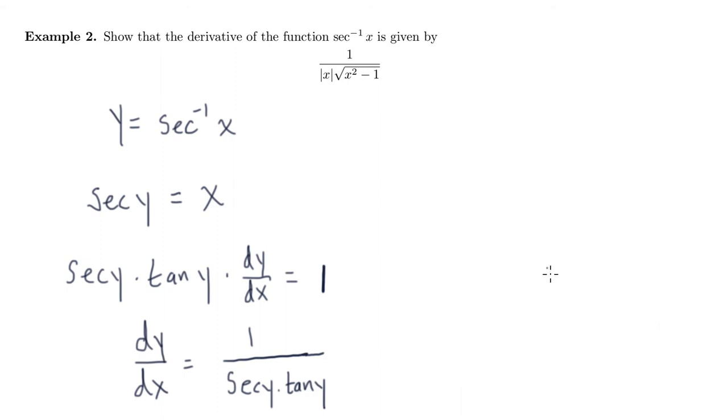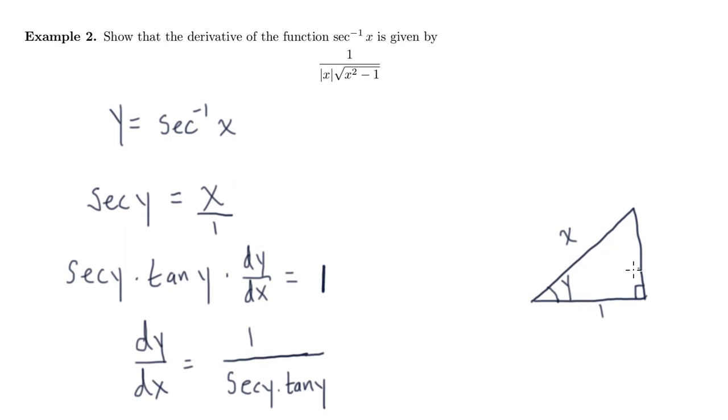So let's draw this right triangle again. We know that secant of y is x. And again, we can think about x as just being x over 1. So if here's y, then secant y is supposed to be x over 1. So that's hypotenuse over adjacent, secant. Because secant is reciprocal cosine. Cosine is adjacent over hypotenuse. So secant is hypotenuse over adjacent.